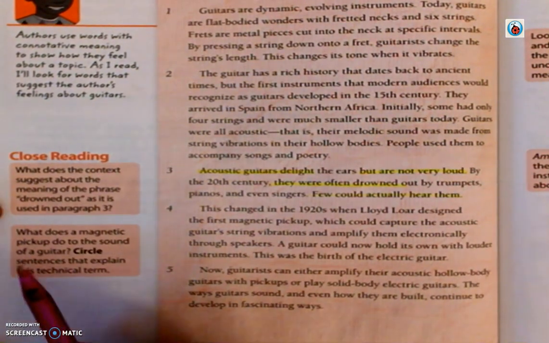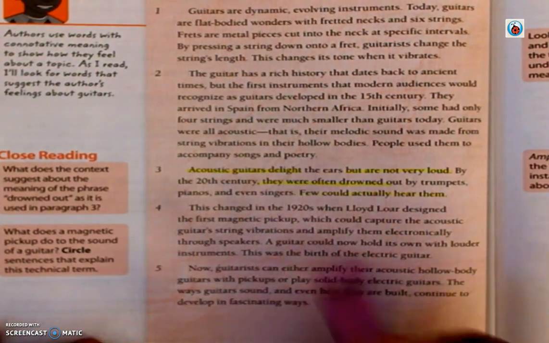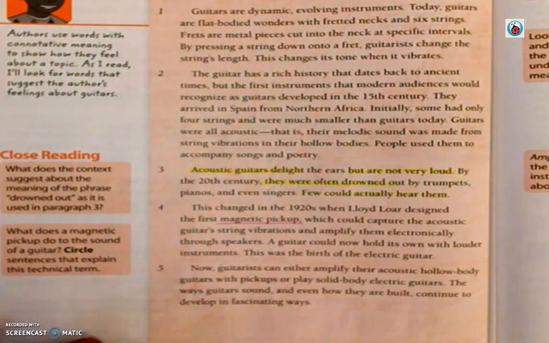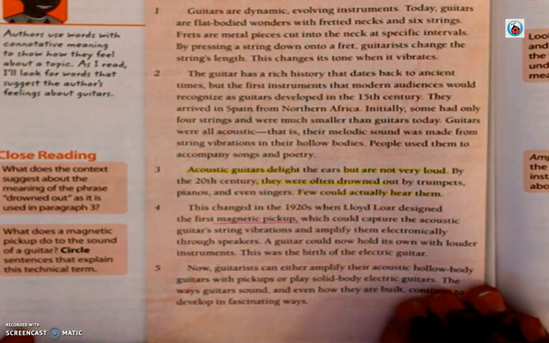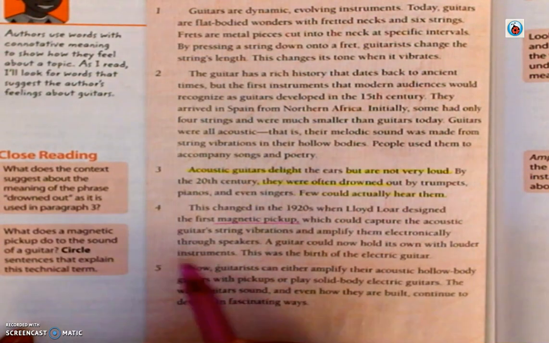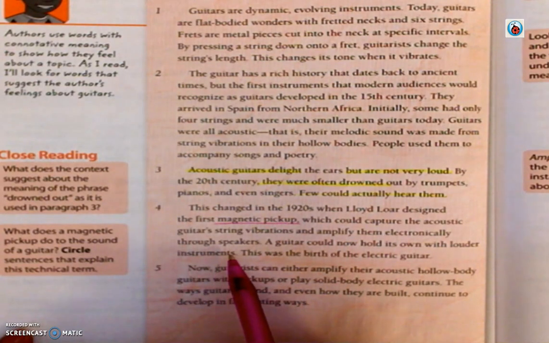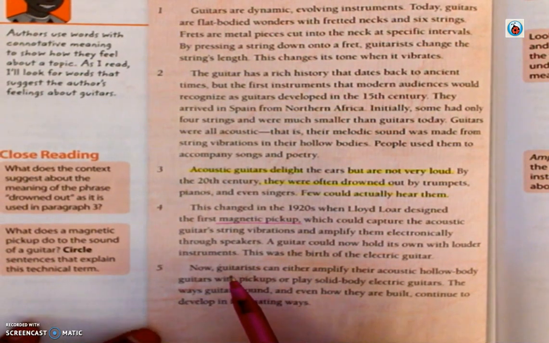So let's go to the second close reading. What does a magnetic pickup do to the sound of a guitar? Circle the sentences that explain this technical term. So right here, we've got the magnetic pickup, and as for what it does, when we investigate paragraph 4, we see that it could capture the acoustic guitar string vibrations and amplify them electronically through speakers. And with that, a guitar can now hold its own with louder instruments.